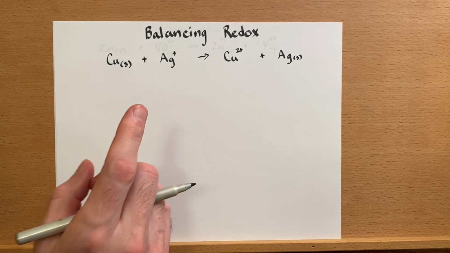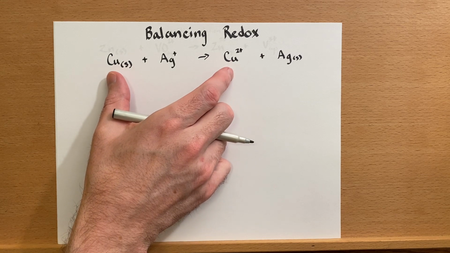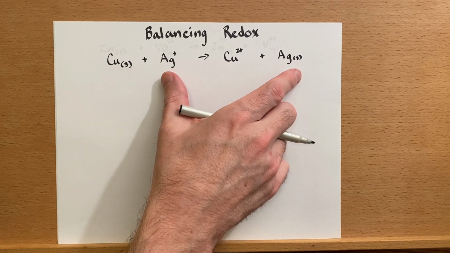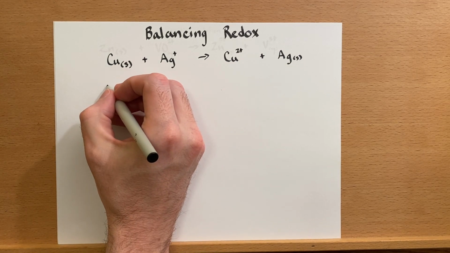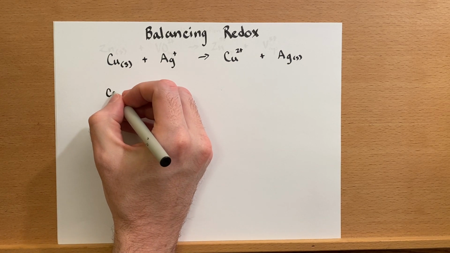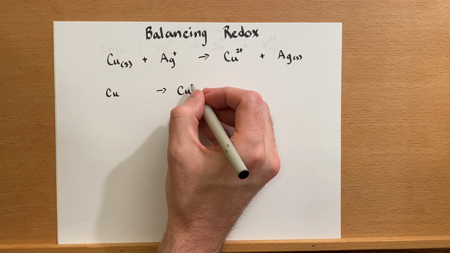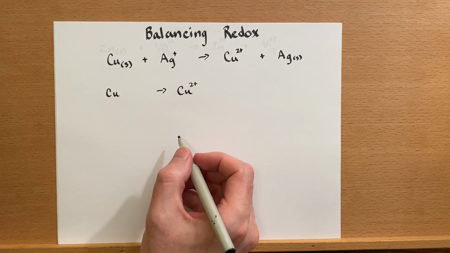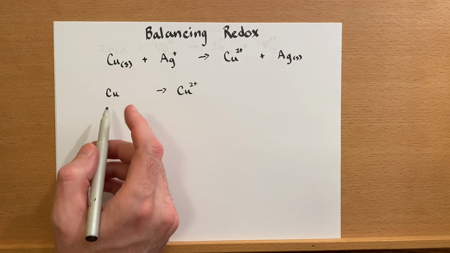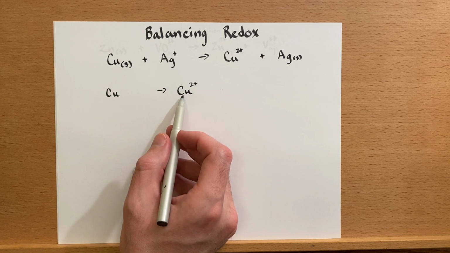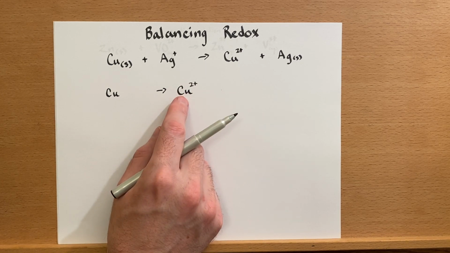And so what we'll do is split this apart into 2 half reactions. So just the copper portion of the reaction, and then just the silver portion of the reaction. If we do that, we'll get something that looks like this. Copper goes to copper ions. And to balance this equation, we just need to make sure that all of the atoms are the same number of atoms on both sides. There's 1 copper, there's another copper there. So we're done with that.